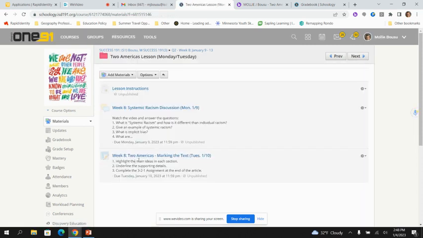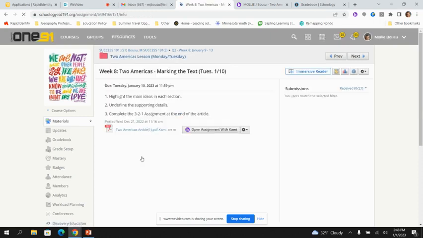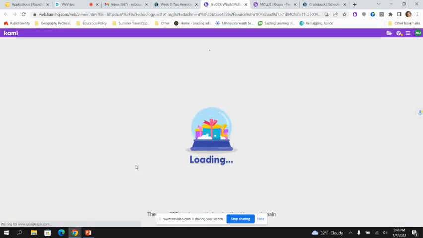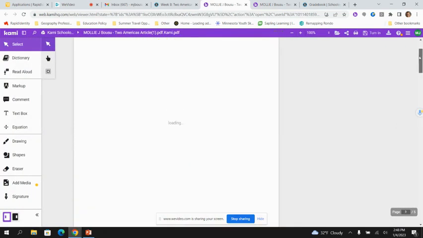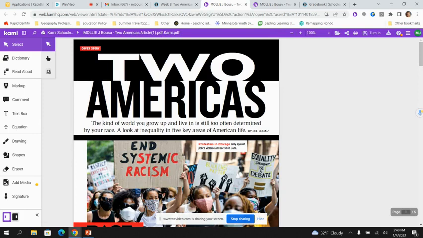The next part is going to be the To America's marking the text. And so what you're going to do here is you're going to open up this article. It is going to bring you to an Upfront magazine article from just a couple years ago titled To Americas.